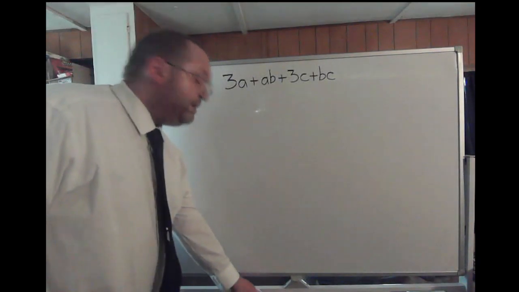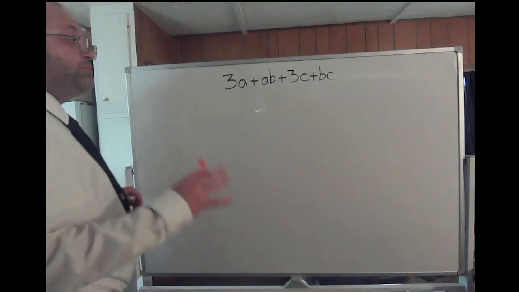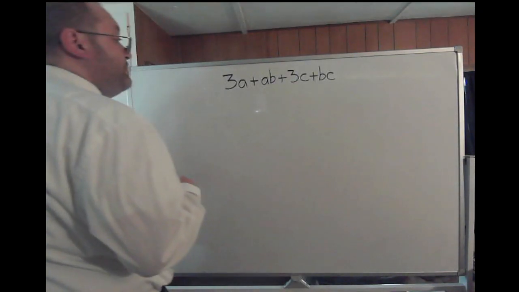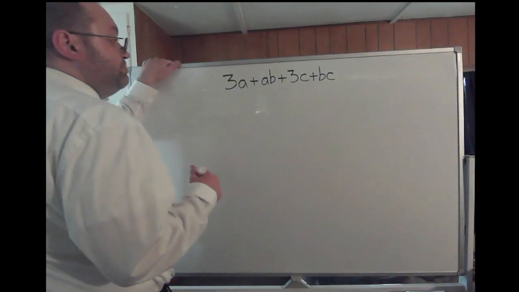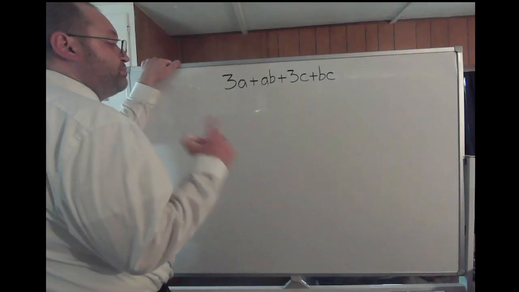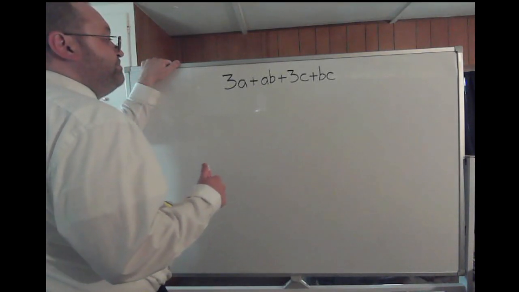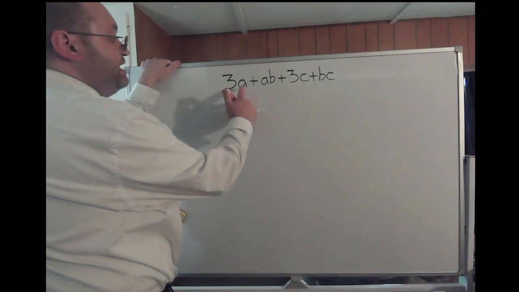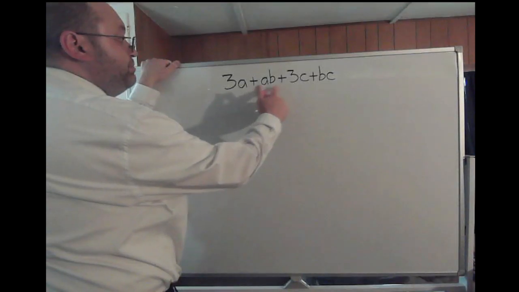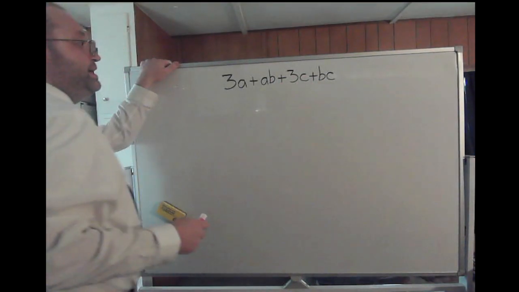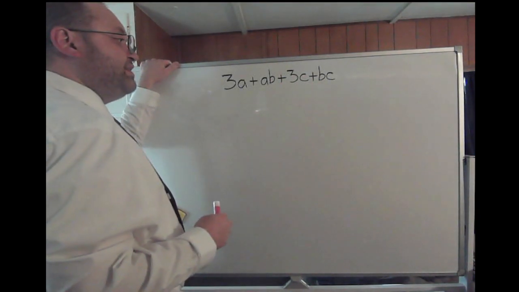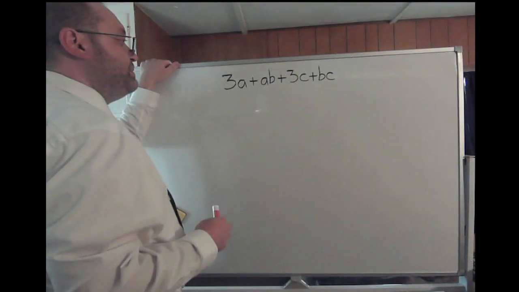So today we are going to talk about factoring by grouping part 2. So we get into some more difficult expressions to factor here. Take this one for instance. We have 3a plus ab plus 3c plus bc. Looking at that, you're like, how the heck am I going to factor that?